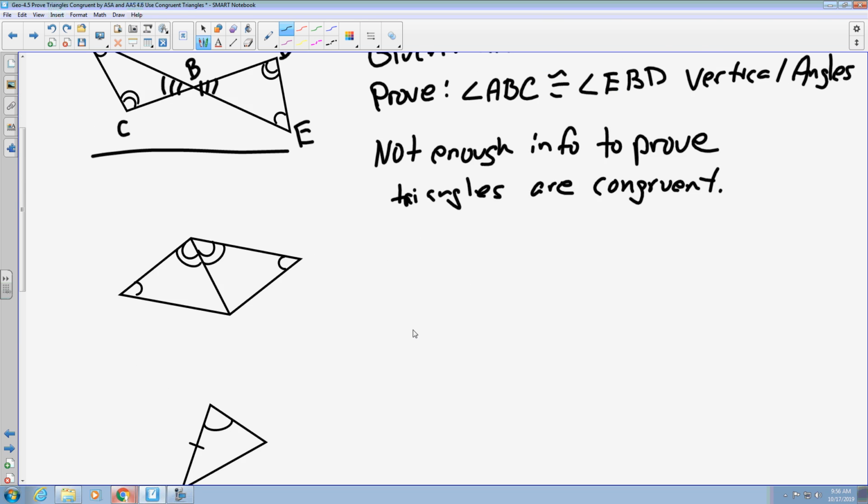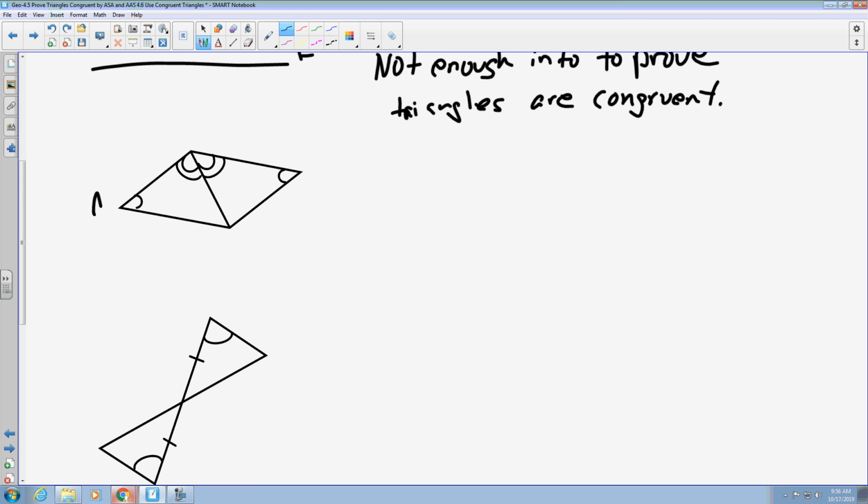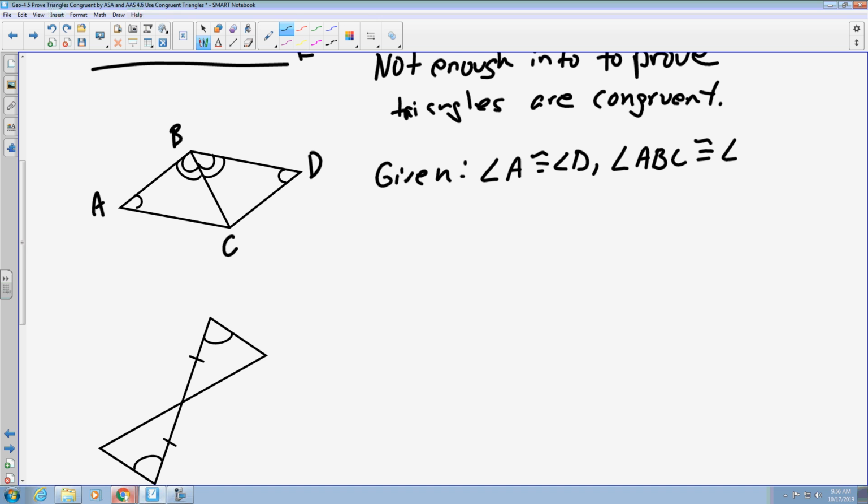So let's look at the second one here. Again, I'll call this A, we'll call this B, call this C, call this D. Figure out the givens. I realize that angle A is congruent to angle D, and I know that angle ABC is congruent to angle DBC. I had to be more specific because they shared a vertex B, so I had to use three letters to establish that angle.